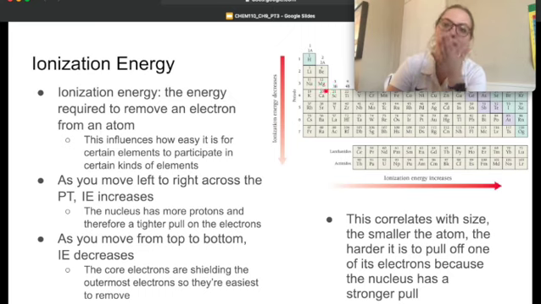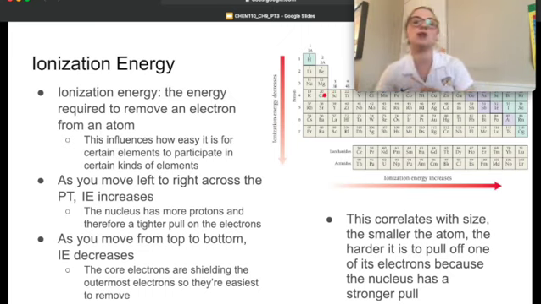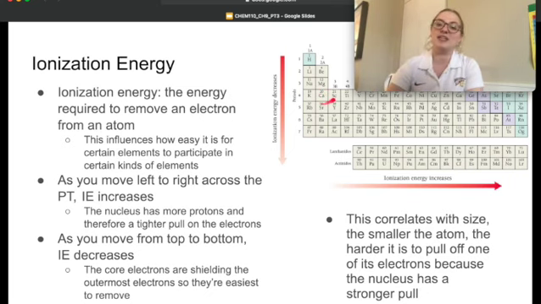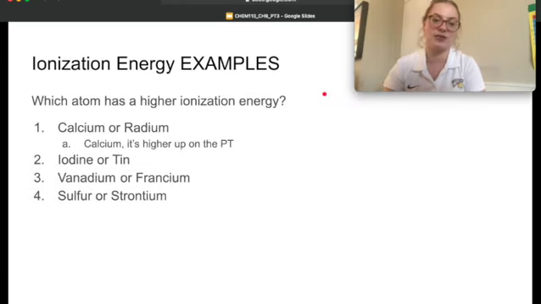Well, again, it has to do with the size, with that pull of that nucleus on those electrons. So calcium is higher up on the periodic table than radium is. So calcium has a higher ionization energy. Calcium's higher up on the periodic table, higher ionization energy.